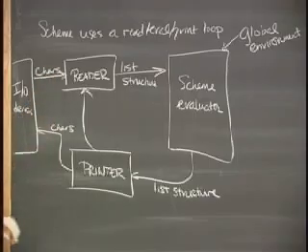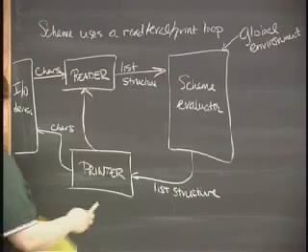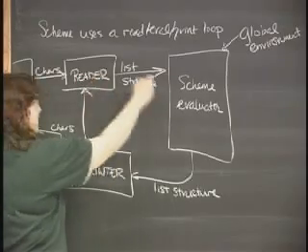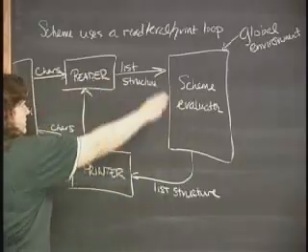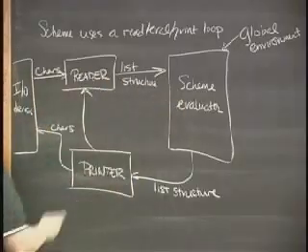What's the printer to reader arrow? Oh, this is the loop part of it. That we read, we evaluate, we print, we read, we evaluate, we print. So we go back for more.